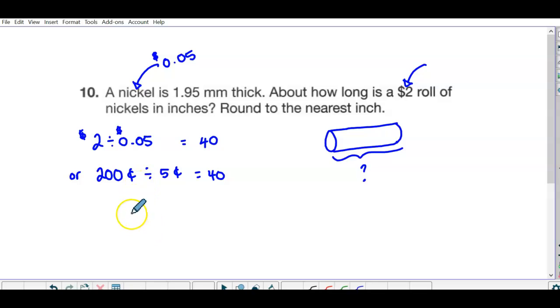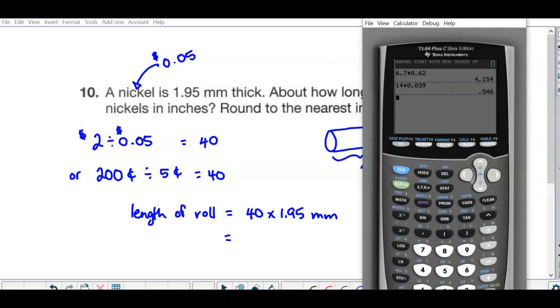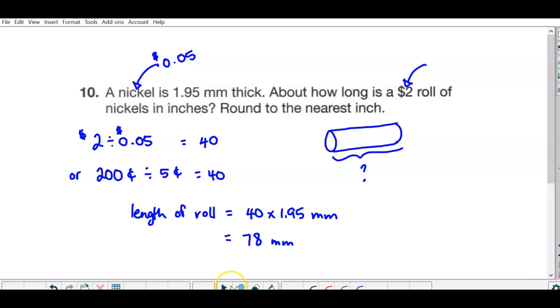So the length of the roll will be 40 times 1.95 millimeters, because that we do know. So 40 times 1.95, that's 78 millimeters. And now we want to convert to inches.